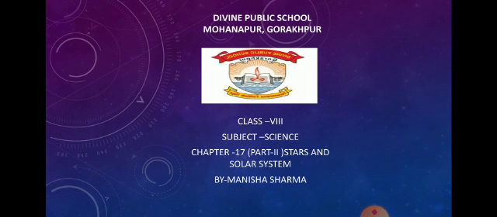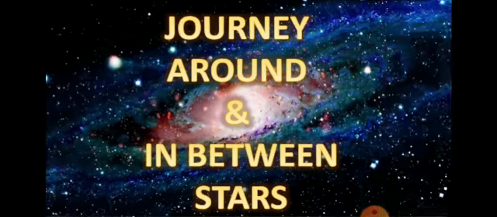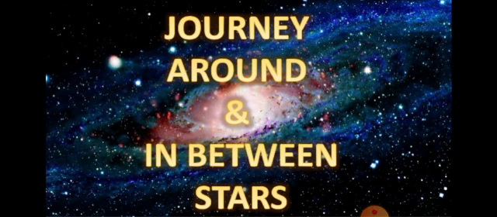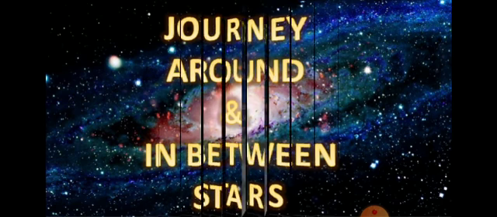And today we are going to know about the asteroids, about the comets, and about the different types of constellations. About the stars, I have already told you, but again I am going to remind you of all the points, meaning what are the characteristics of the stars. So let's start with the first topic of this chapter, that is, the journey around in between stars.